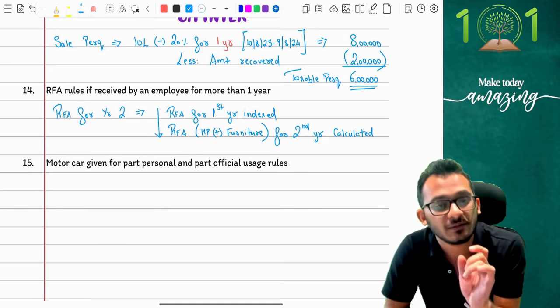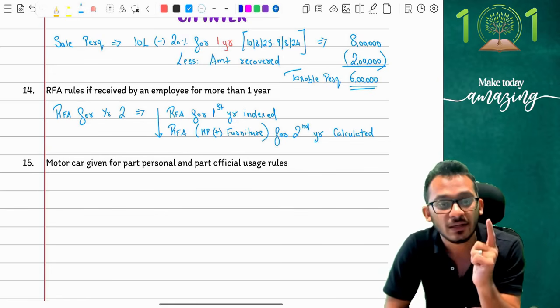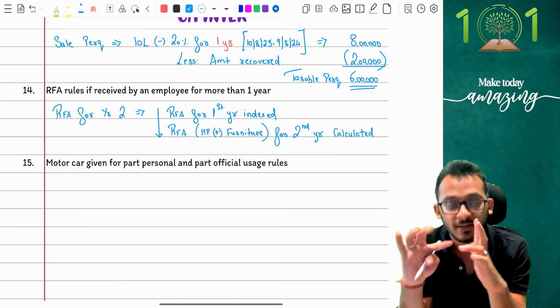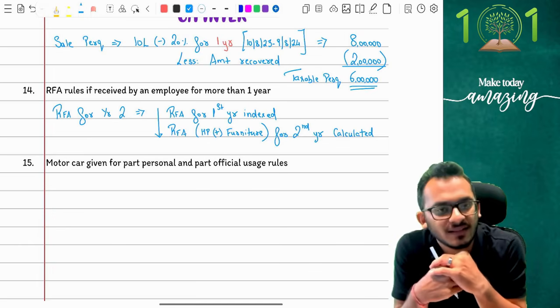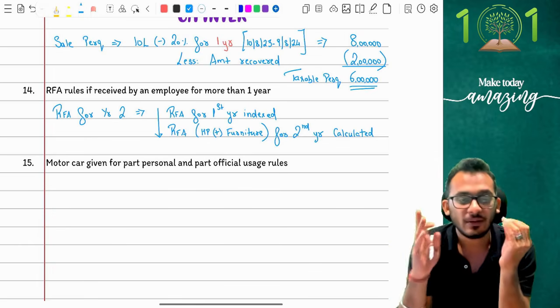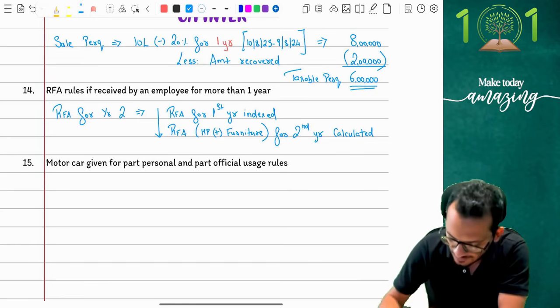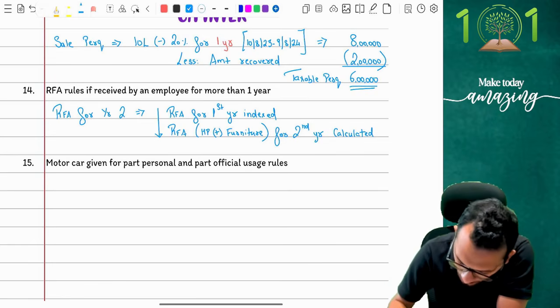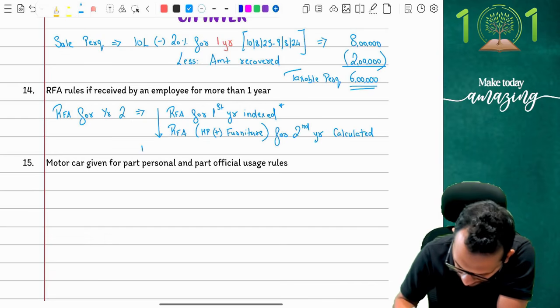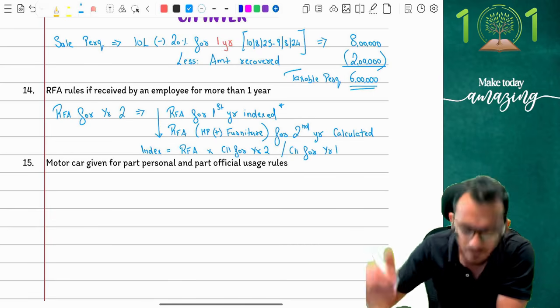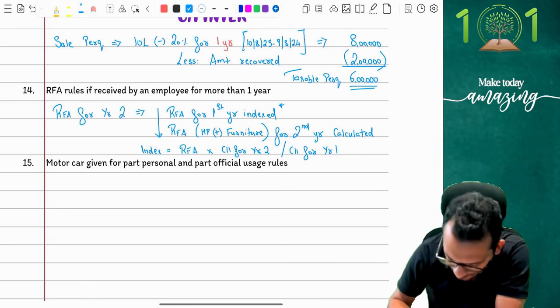This is how it works, people, which means here you will have additional effort to put. You will first have to calculate the RFA for the current year. You will also have to calculate the RFA for last year and then index it in the current year. Now, I am assuming you understand what indexation means, but if you don't, let me put it out for you. Indexation means RFA into CII for year 2 divided by CII for year 1, obviously. That is how it works. Simple. This is your capital gains indexation, people. The same logic applies here.